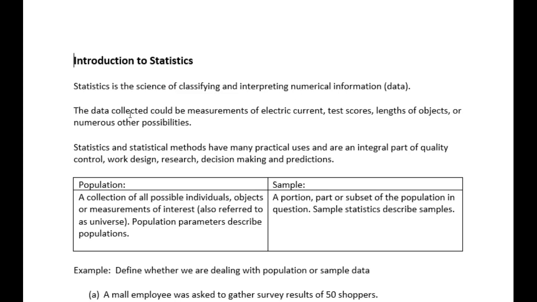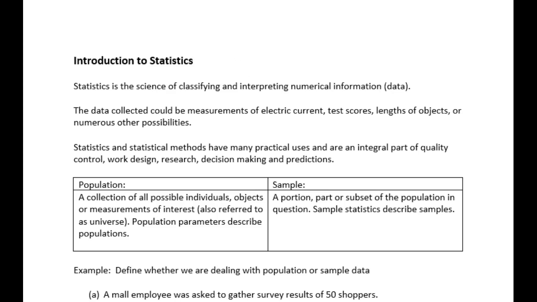Some possibilities for data could be measurements of electric current, scores you got on tests, lengths of objects or widths of objects, or any sort of measurements in terms of that, and many other possibilities. Anything generally that you're collecting or measuring or utilizing, we can think of that as data. Statistics and statistical methods have a lot of practical uses when you're looking at quality control, work design, research, decision making, predictions, all that kind of thing. You're using data, using information to make those decisions.